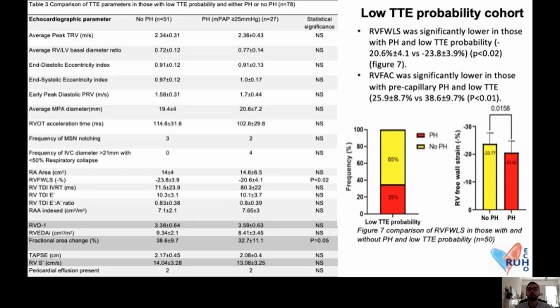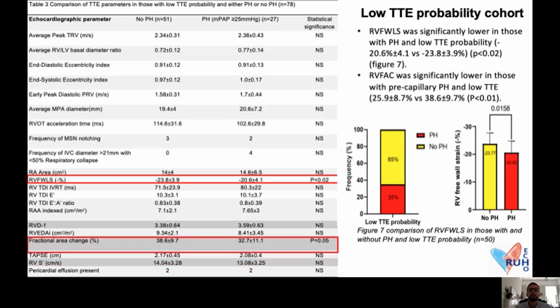Echocardiographic parameters in those with low TT probability and pH are compared to those with low TT probability without pH in Table 3. None of the TT parameters used in the BSE-ESE algorithm were able to identify those with pH and low TT probability. RV free-wall longitudinal strain, however, was significantly lower in those with pH and low TT probability, minus 20.6 plus or minus 4.1% versus 23.8 plus or minus 3.9%, p less than 0.02, as seen in Figure 7.